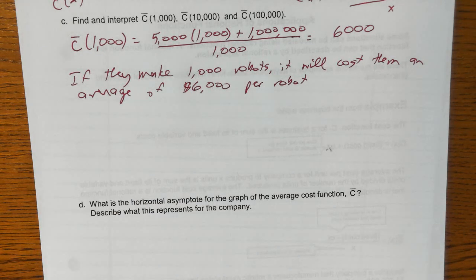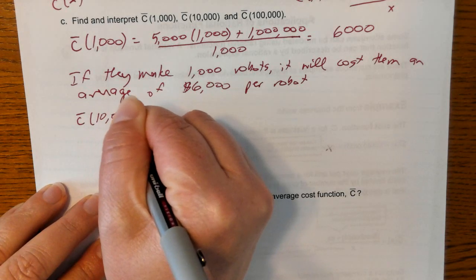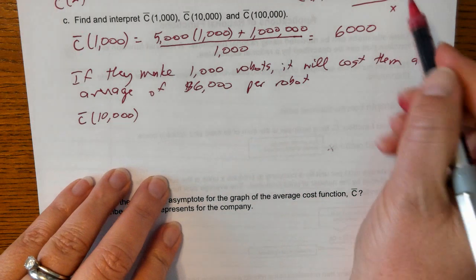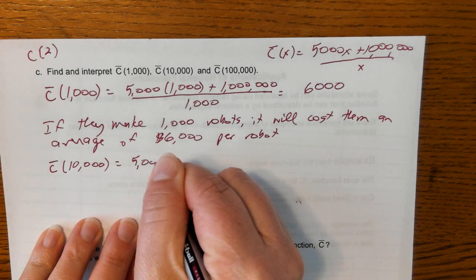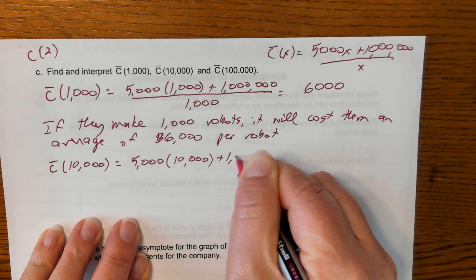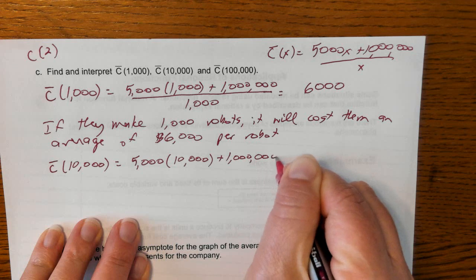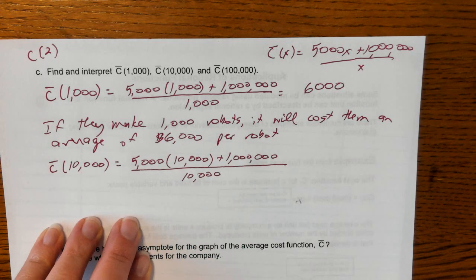All right, let's find the next one, and then we'll make a little comparison here. We'll talk more about what that means. So C bar of 10,000 means take this equation and put in 10,000 for x. So 5,000 times 10,000 plus a million, divided by 10,000.